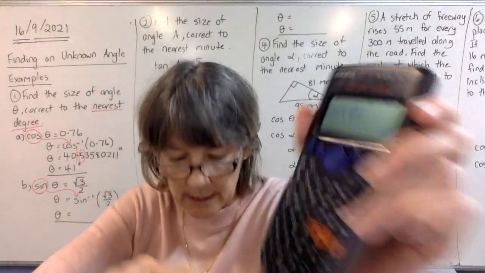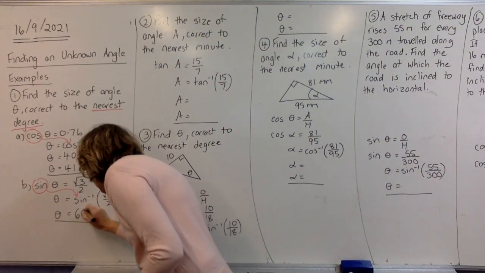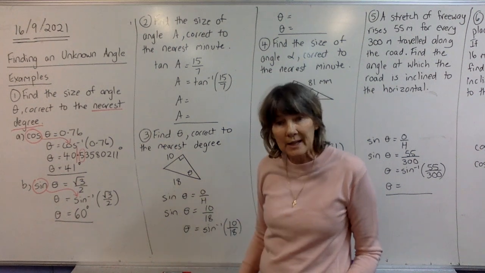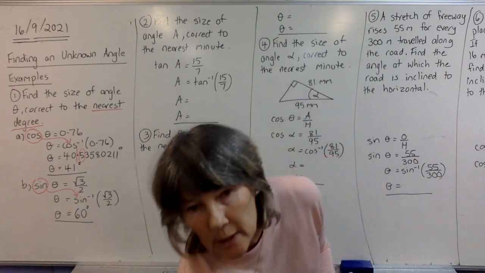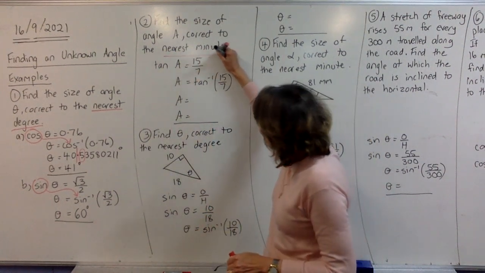And it gives you 60, a nice whole number. So we write 60 degrees. We don't need to round that one off because it already is in the nearest degree. Okay, the next question here we're doing to the nearest minute. We'll talk about that in a minute when we get there.